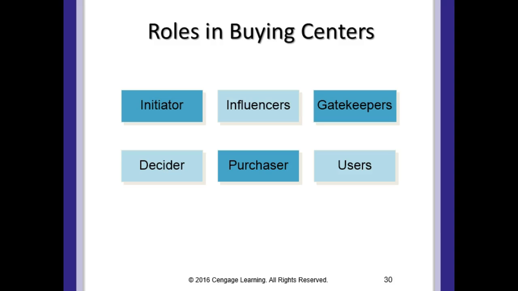Gatekeepers, these people regulate the flow of information. These people can be purchasing agents, but a lot of times, honestly, the gatekeepers are the secretaries within the organization. The decider is the person with the power to choose what to buy or to decline something. The purchaser is the person who actually negotiates the buying agreement. And the users are the people within the organization who actually use the product. They're the ones who will benefit from this.